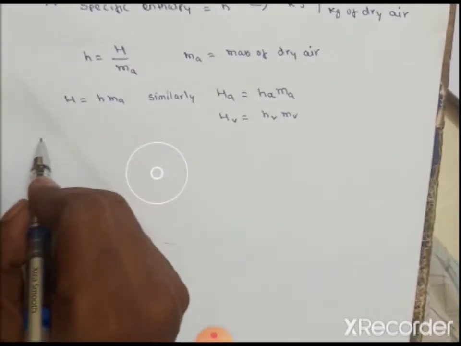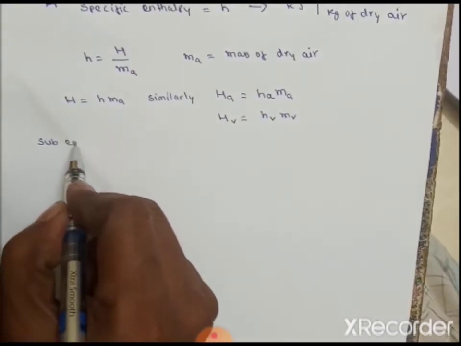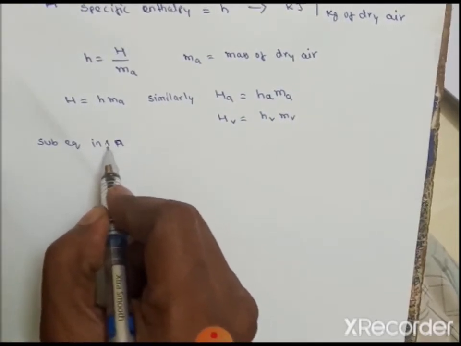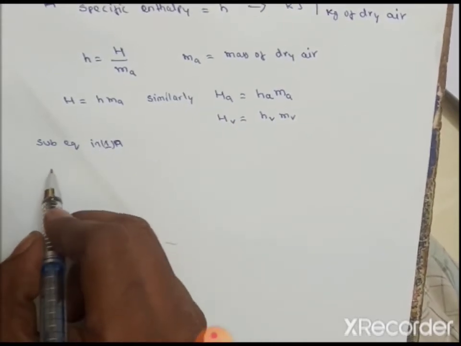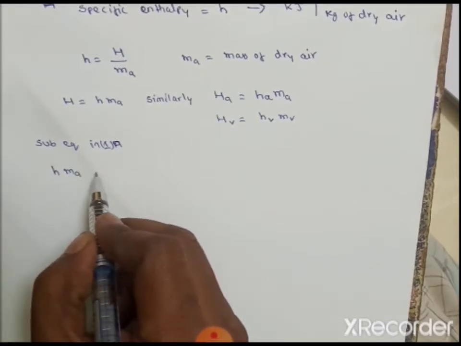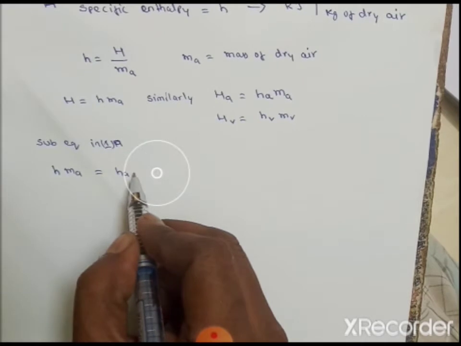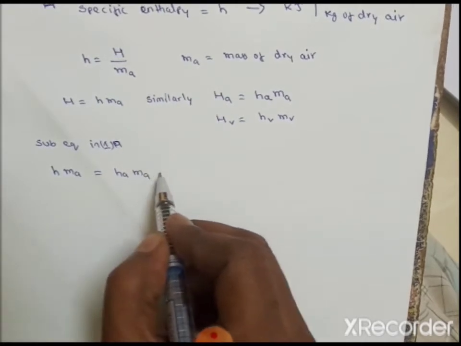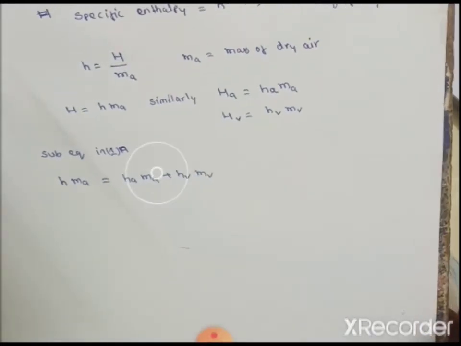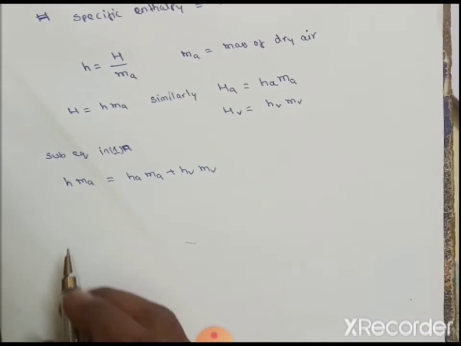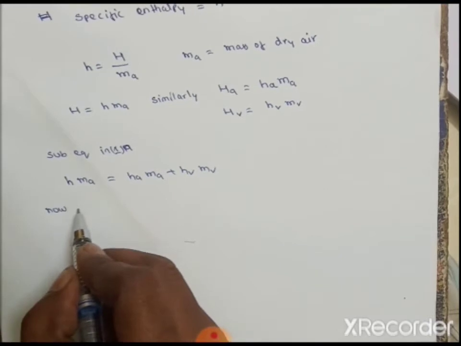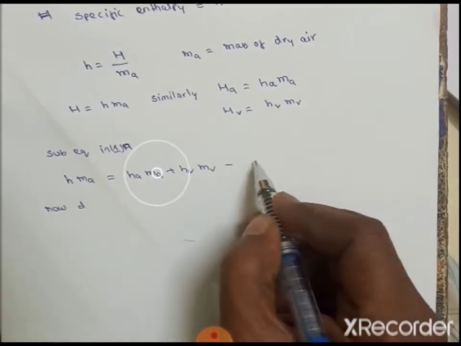Substitute in equation 1. So H ma is equal to HA ma plus HV mv. Now this is equation 2.